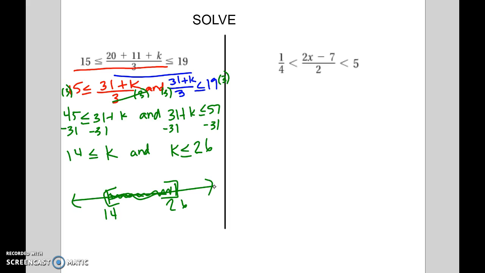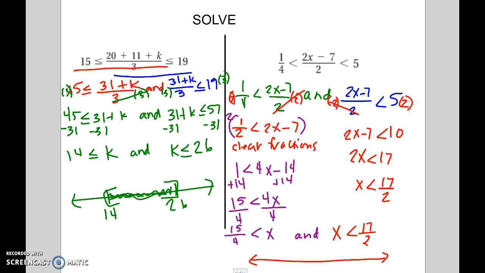Go ahead and try the example next to it. Okay, so if you look at this answer, you get x is greater than 15 over 4. I cleared the fractions because I didn't want to have the fractions, and I get x is less than 17 over 2.